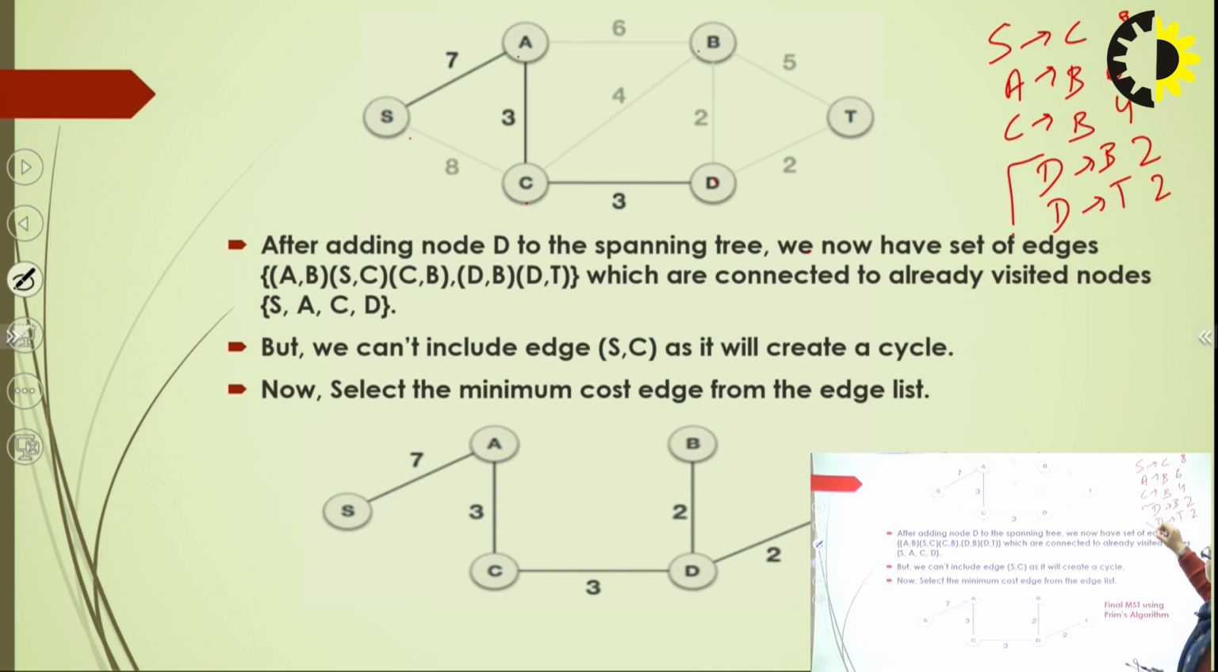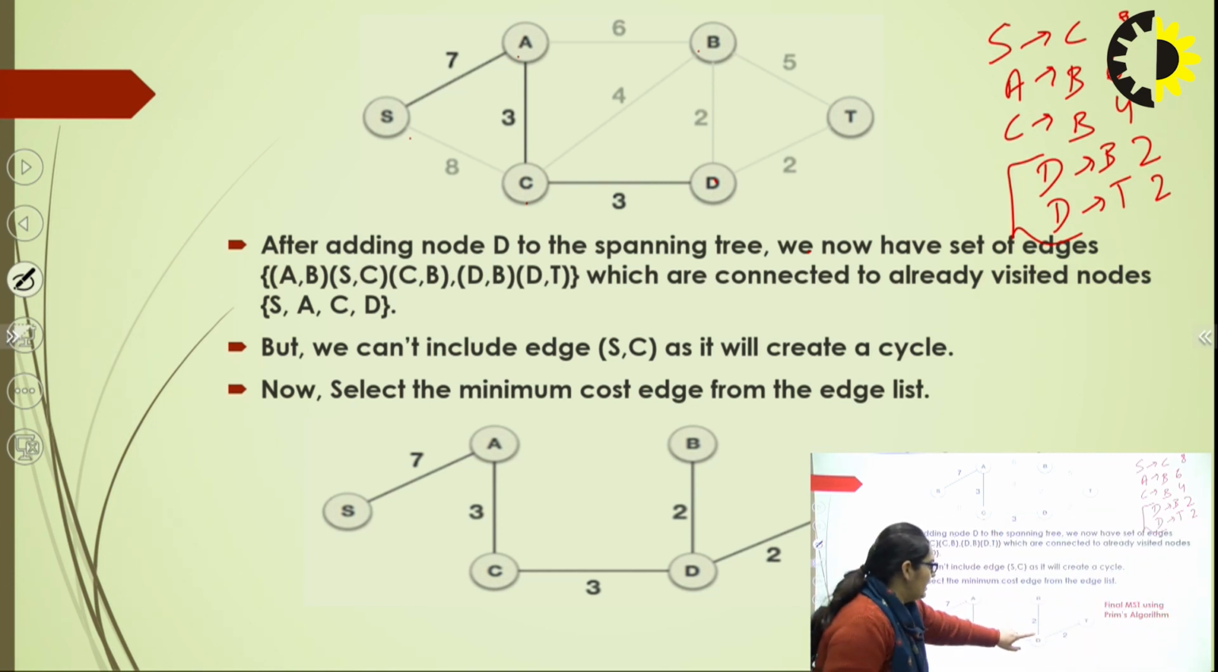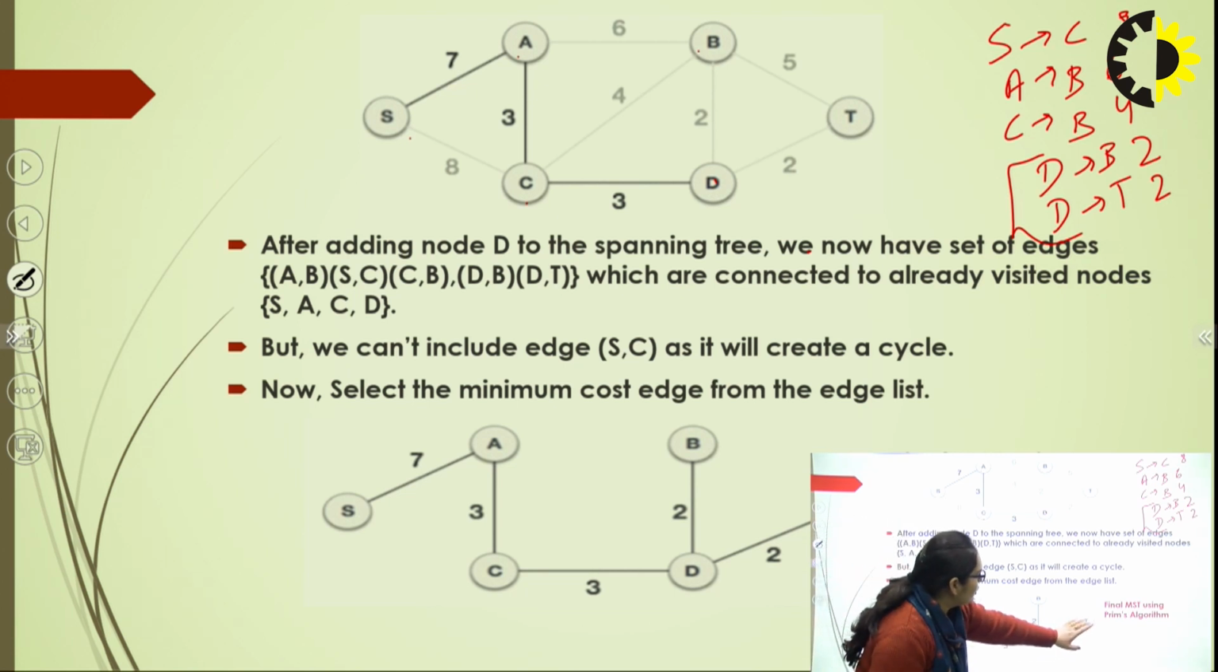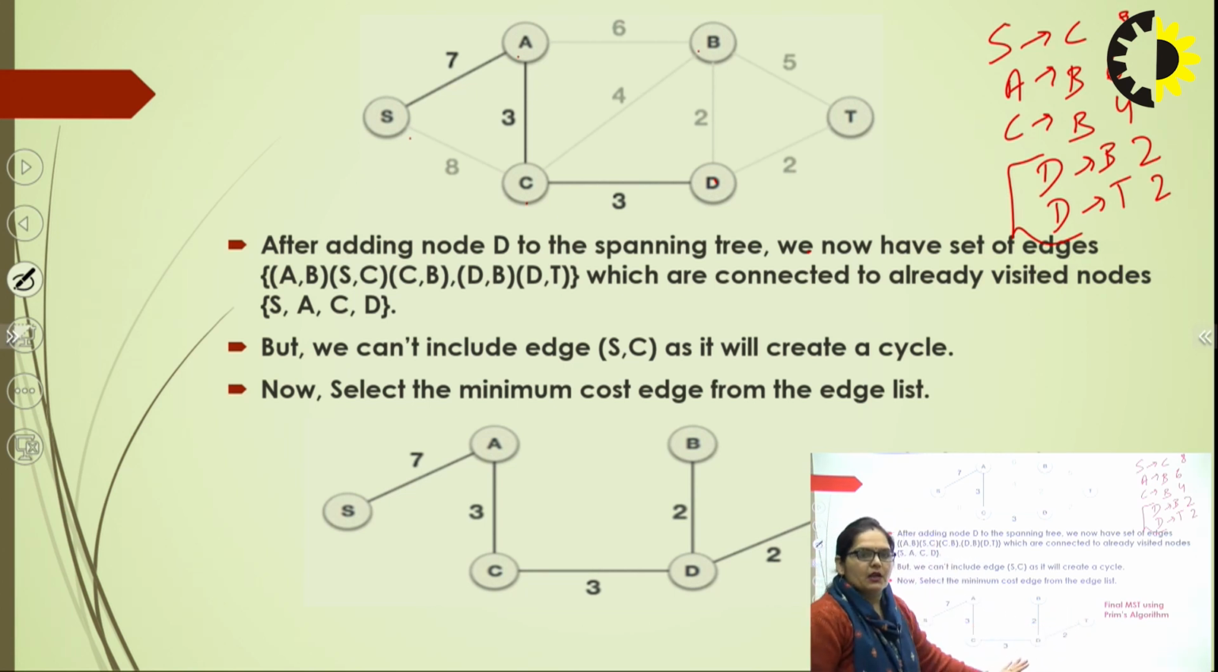The minimum cost edges are D to B and D to T. So first check they would not form a cycle. If they are not creating a cycle, then we'll include both these 2 edges, D to B and D to T, in our spanning tree. So now T is also included or added in our tree.